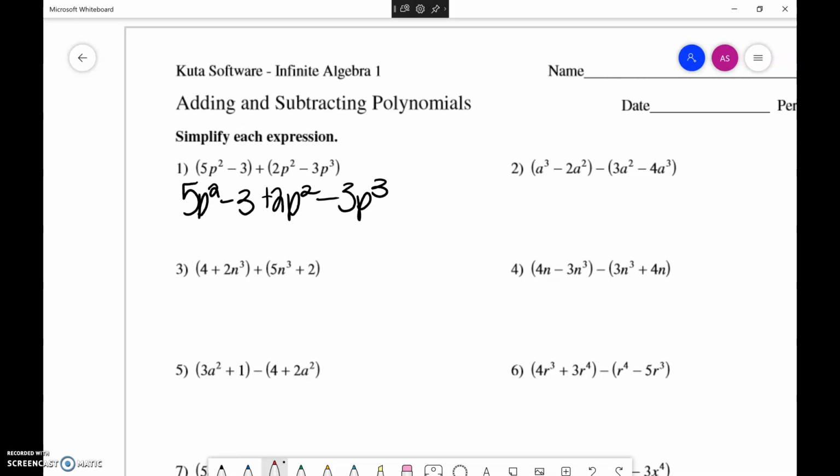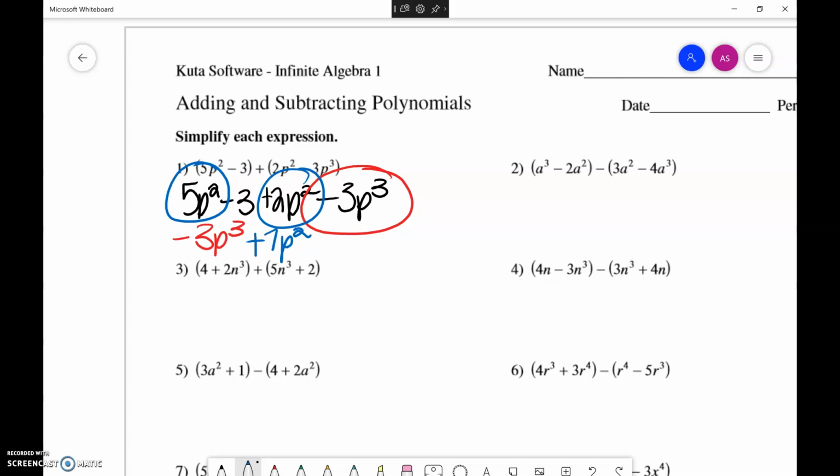Okay, so what I want to do is combine my like terms. Basically, what defines a like term is terms that have the same variable and exponent. I'm going to start off with my highest exponent, which is this negative 3p to the third. That one doesn't have a like term with it, so I'm just going to bring that down. Then for my to the second powers, I have 5p to the second and 2p to the second, and that's going to give me 7p squared.